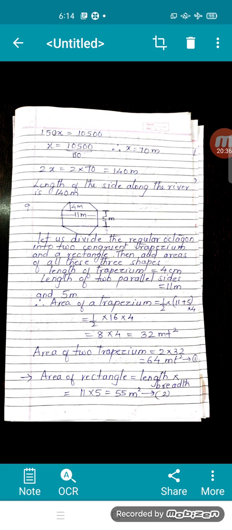Area of the rectangle will be length into breadth, 11 into 5, that is 55 meters square. So the area of the regular octagonal platform will be, add all, so you get 119 meters square.